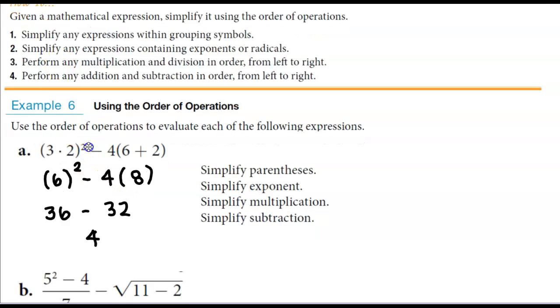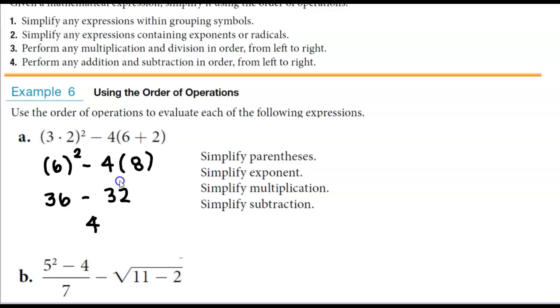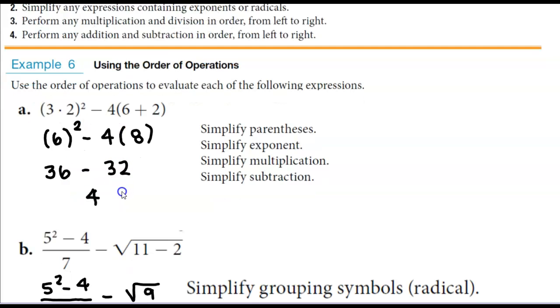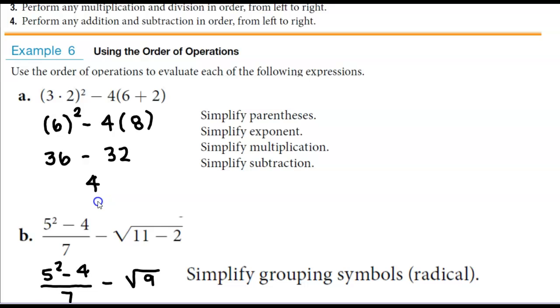Now, according to order of operations, we're now going to simplify the exponents. So 6 squared is 6 times 6, which is 36, minus, then we're going to do the multiplication, 4 times 8, which is 32. And now we're going to go ahead and do the subtraction. So 36 minus 32 gives us an answer of 4. So the answer is 4.